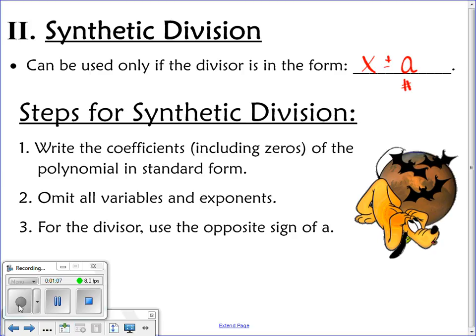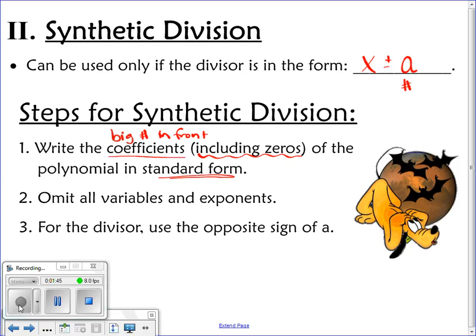All right, so here are your steps. Number 1, write the coefficients. What's a coefficient? The big number in front. So write the coefficients, including the zeros. Remember we talked yesterday about when stuff was missing? Like if it went from x cubed to x, we said it's missing x squared. We have to put zeros in place of those. If we don't, it's wrong. You need to put zeros in for synthetic. So I make sure it's in standard form, as always. It's kind of a given.